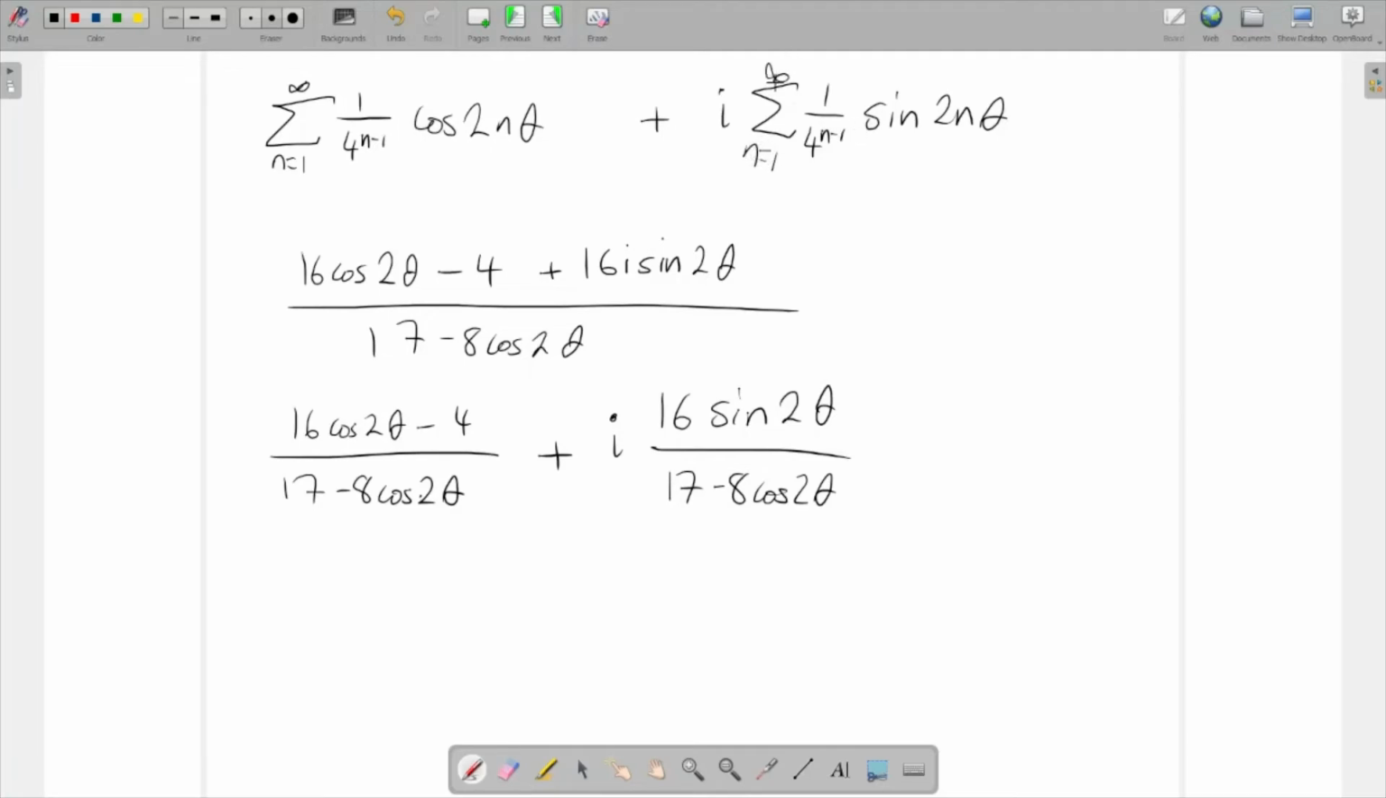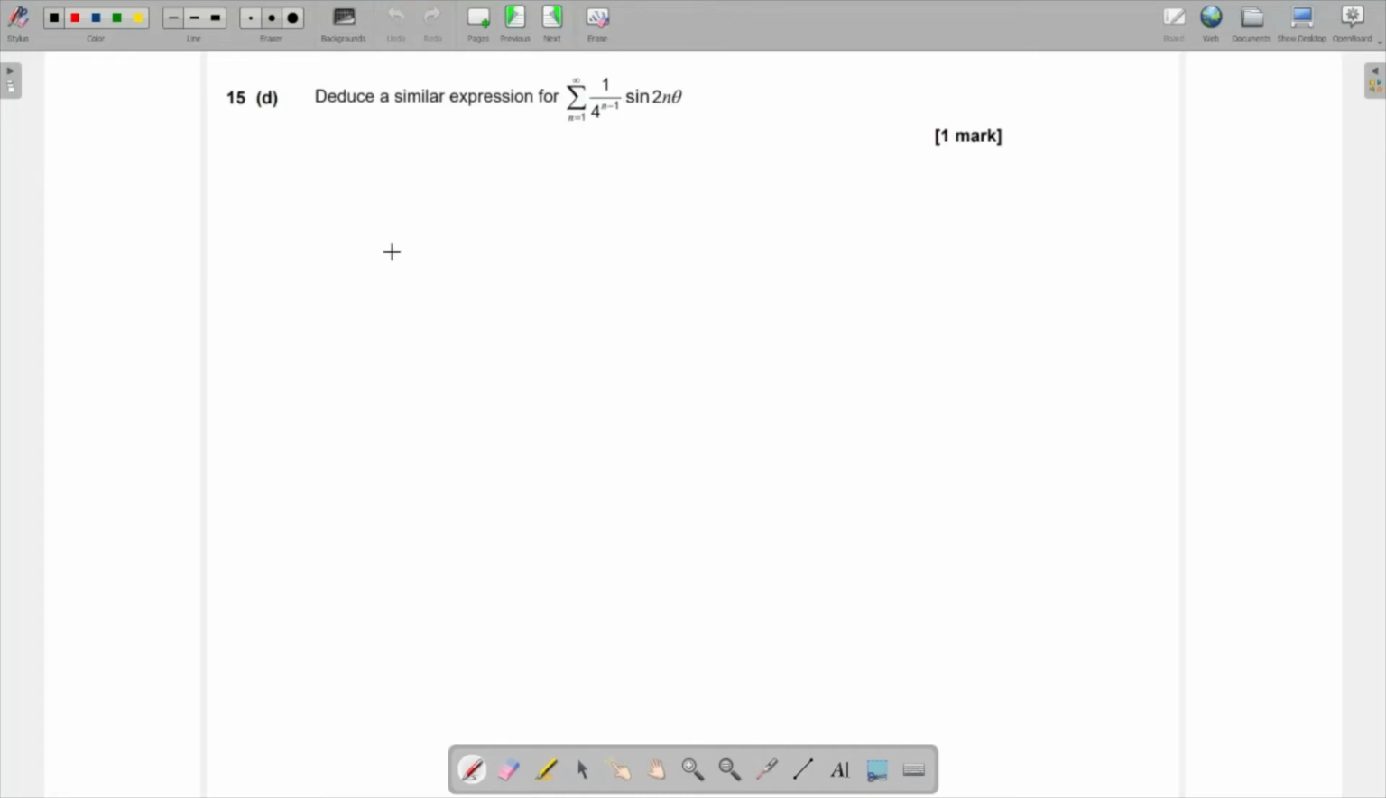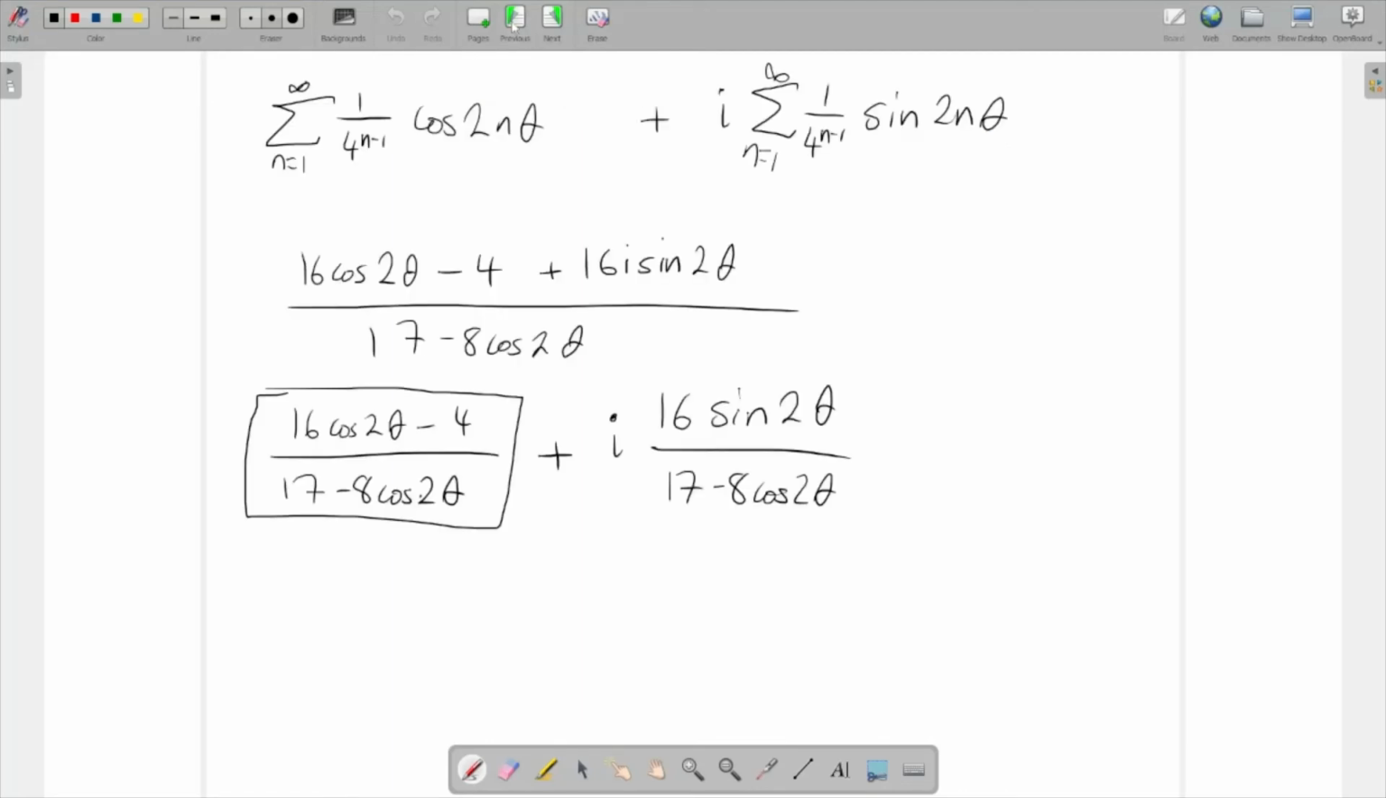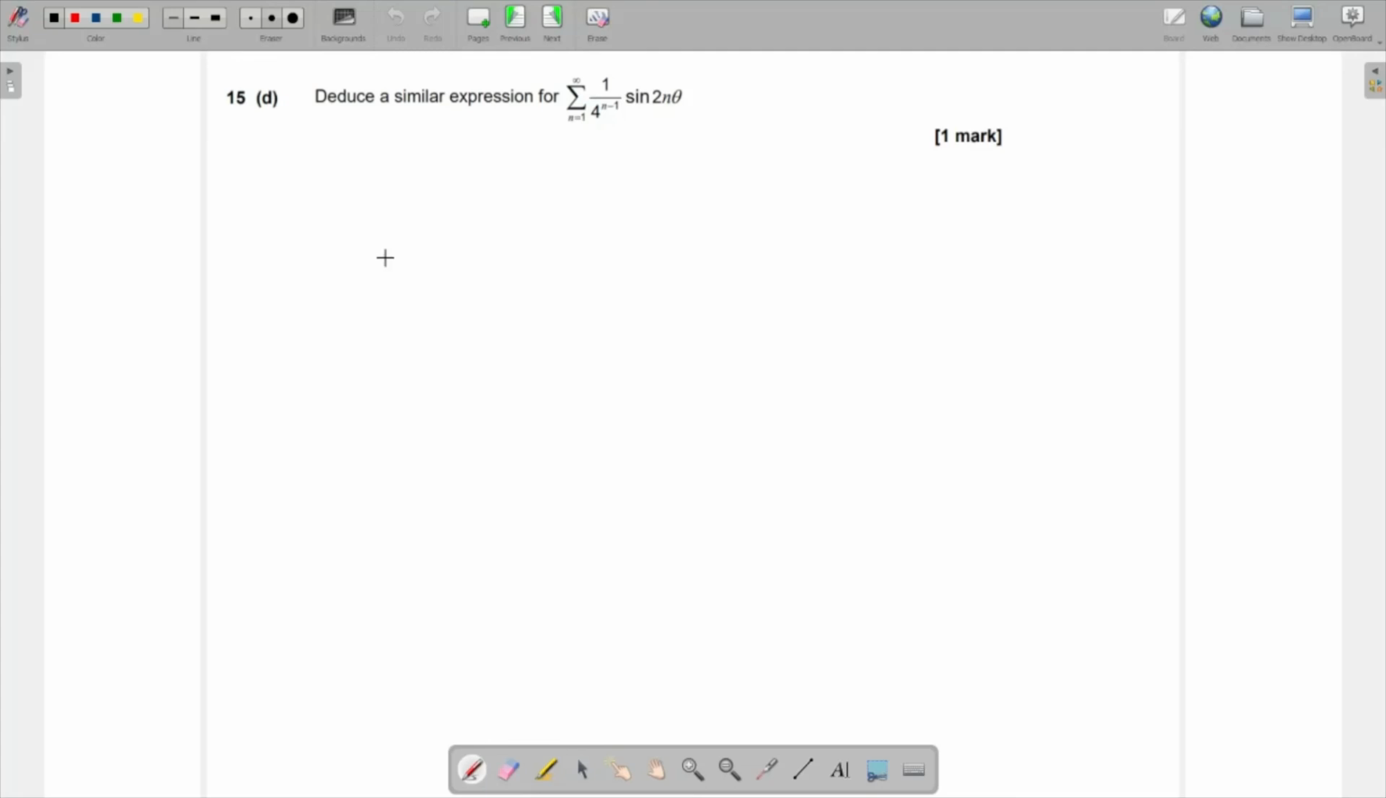Okay, so our answer, we wanted this, so we've shown that now. Okay, part D should be straightforward since we've done all the hard work in part C. They want us to deduce a similar expression for the infinite summation of sine. Okay, so what we can see from our previous answer, this is what we want to write as our final answer. So it's going to be 16 sine of 2 theta over 17 minus 8 cos 2 theta, and that's the end of the question.